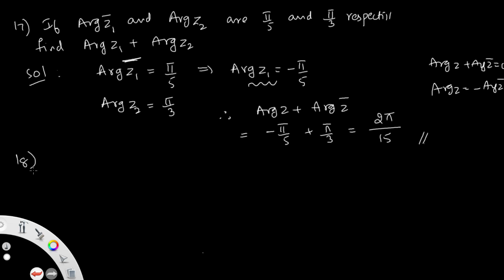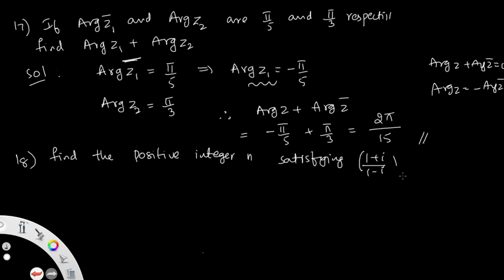Question number 18. Find the least positive integer n satisfying (1 plus i by 1 minus i) whole to the power of n equal to 1. So the condition is that we find the least positive integer satisfying the equation (1 plus i) to the power n by (1 minus i) to the power n equal to 1. That is the question.